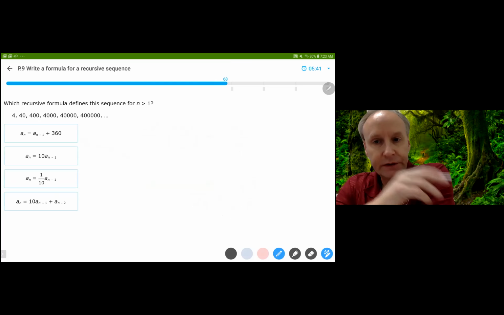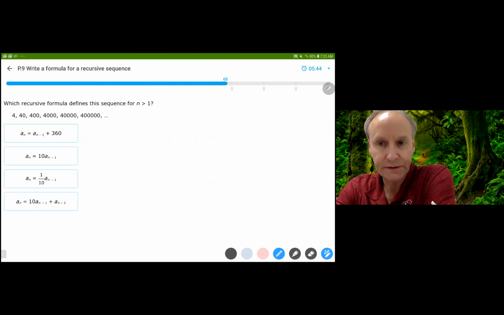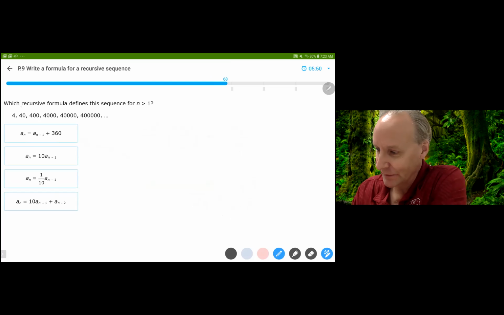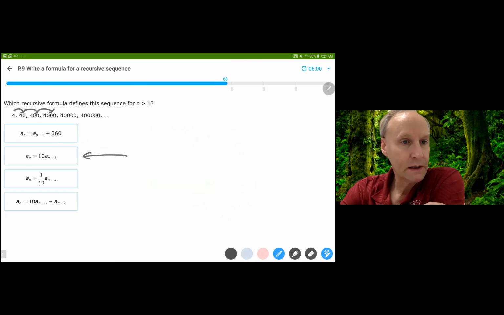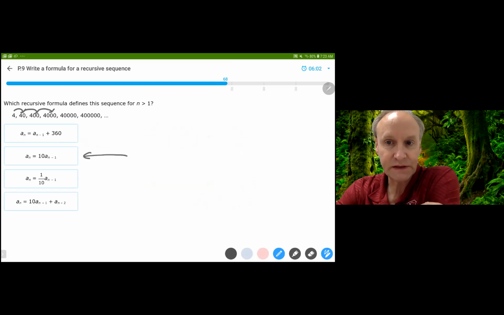Watch out for those alternating negatives, because then our multiplier is negative. In this particular case, we're adding zeros. That means multiplying by 10, by the way. We multiplied by 10, we multiplied by 10, we multiplied by 10. And multiplying by 10 is located right there. We want to recognize those geometric sequences.